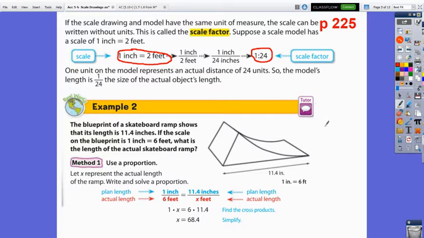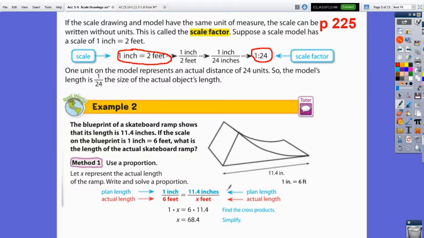And you can use either one of these to calculate things, such as the blueprint of a skateboard ramp shows that its length is 11.4 inches. So here's a model of a skateboard ramp. And it's 11.4 inches long in the model. The scale of the blueprint is 1 inch is 6 feet. Then what is the length of the actual skateboard ramp?